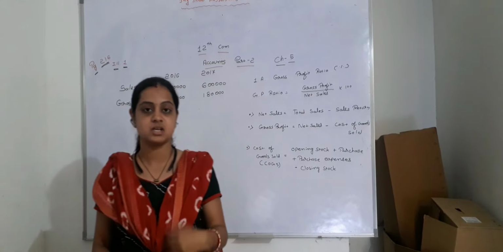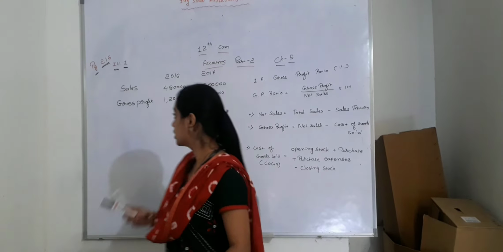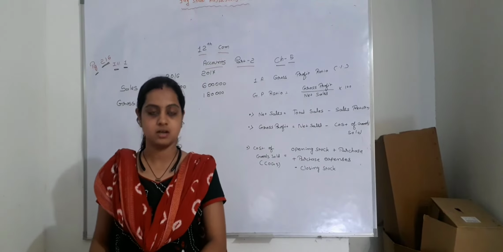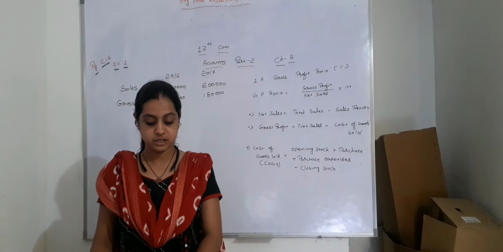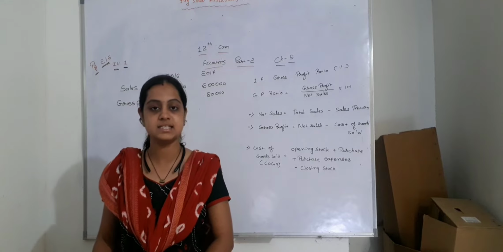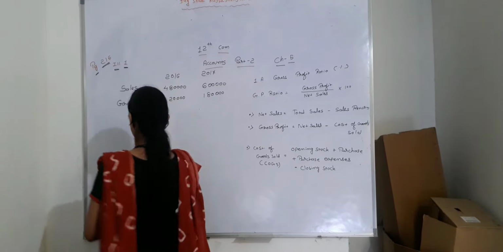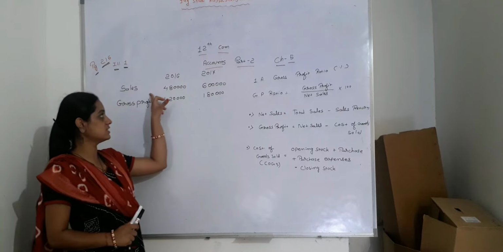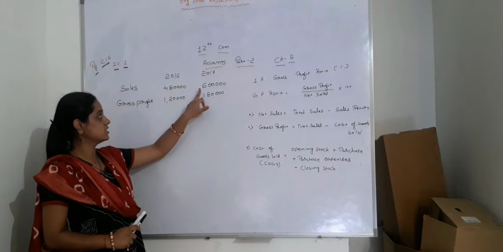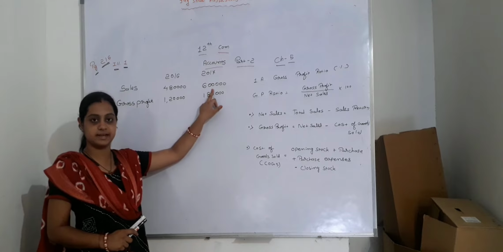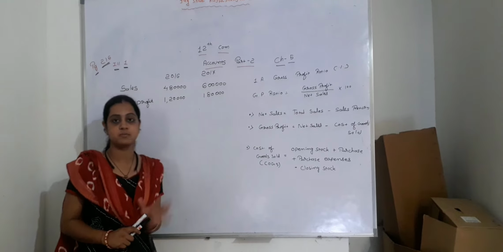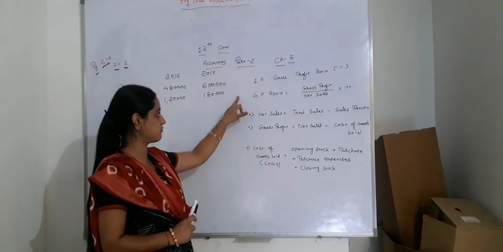Let's discuss one sum. Page number 216, illustration number 1. Open. Calculate gross profit ratio from the given information of Z Company Limited. They have given the information. Sales of 2016 is 4,80,000 and sales for 2017 is 6 lakh. Gross profit is 1,20,000 for 16 and 1,18,000 for 17. We have to find gross profit ratio.